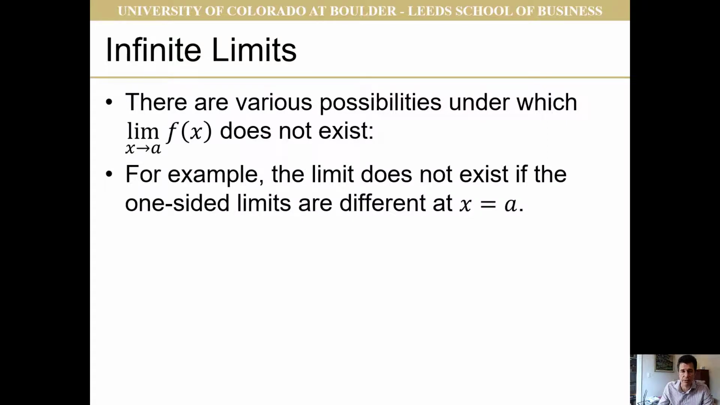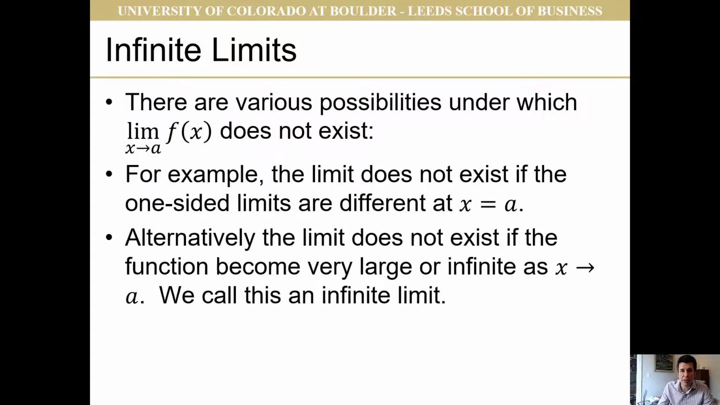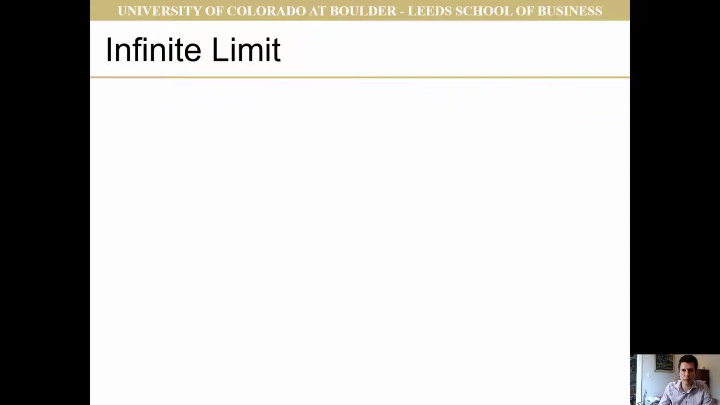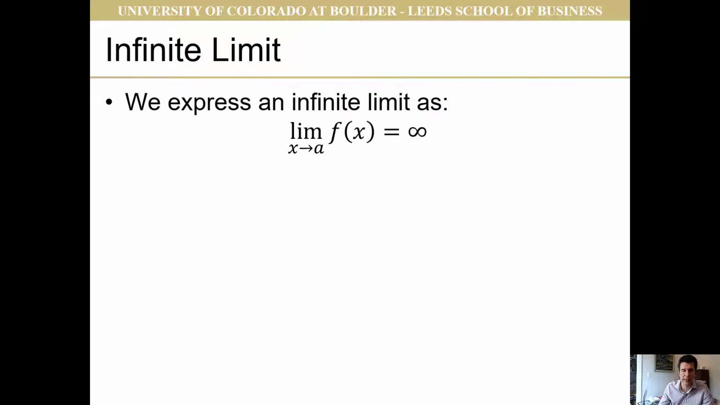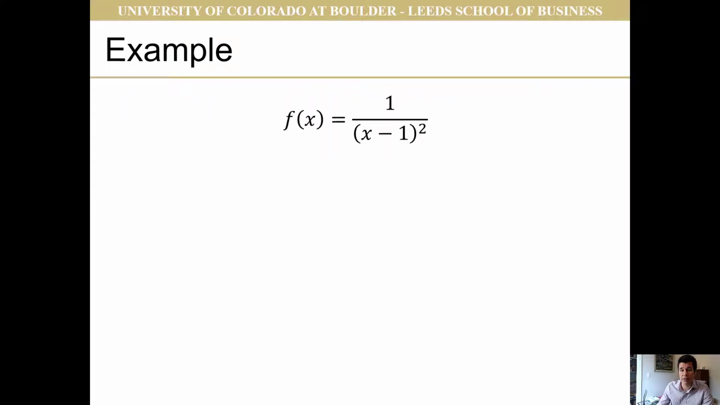And if the limit from the left is different than the limit from the right, then the limit itself does not exist. Another reason is that the function becomes very large or infinite as x approaches a. And we call this an infinite limit. So formally, we express an infinite limit as the limit as x goes to a of f of x equals infinity, or the limit as x goes to a of f of x is equal to negative infinity. Now, again, as usual, our machinery for limits from the left and limits from the right still holds for infinite limits.